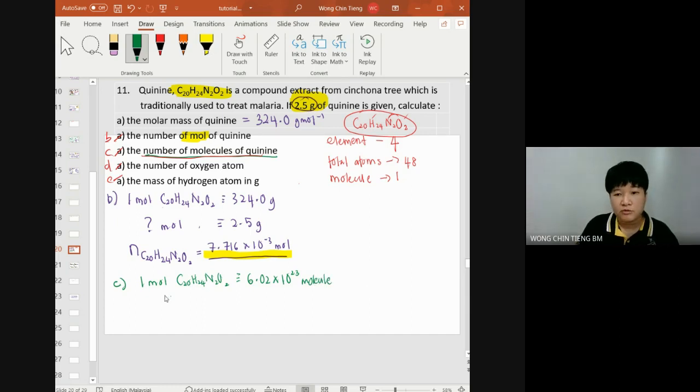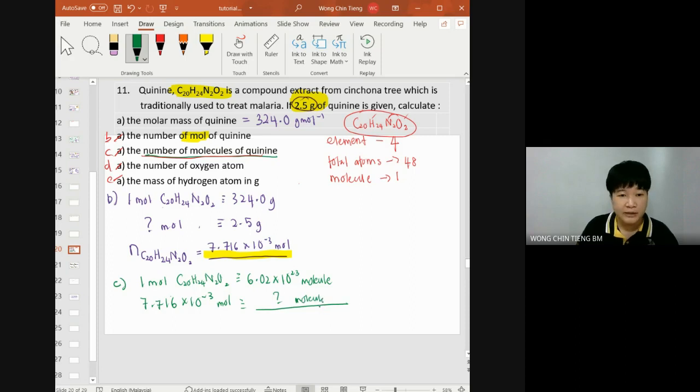Sekarang saya tak ada 1 mole. Seperti yang kita dah kira, we don't have 1 mole. We only have 7.716 times 10 to the power of negative 3 mole of quinine. That will equal to how many molecule?